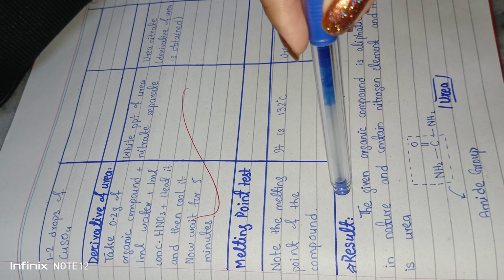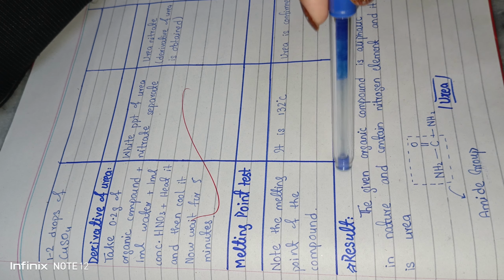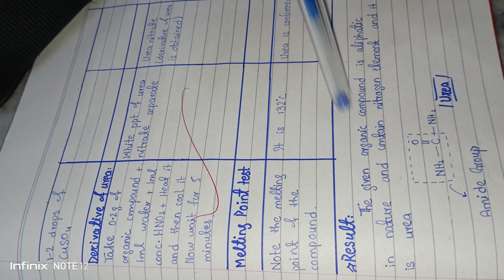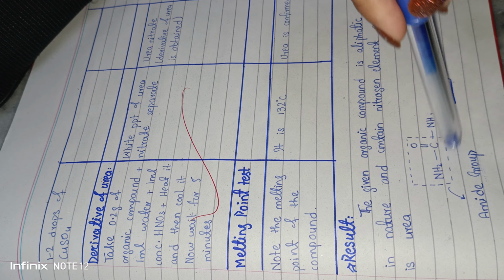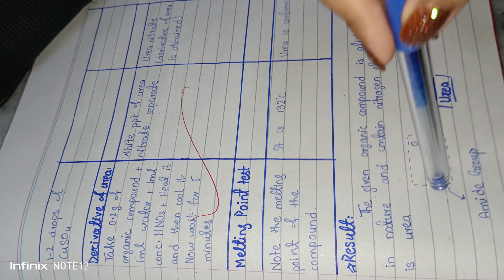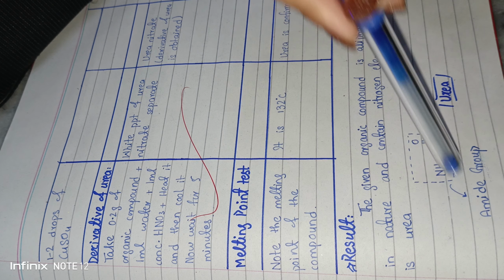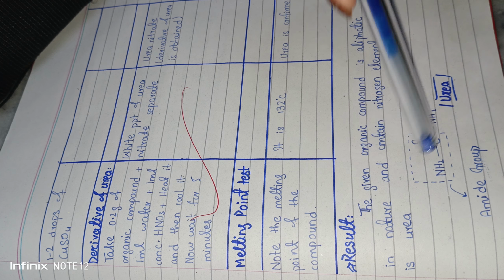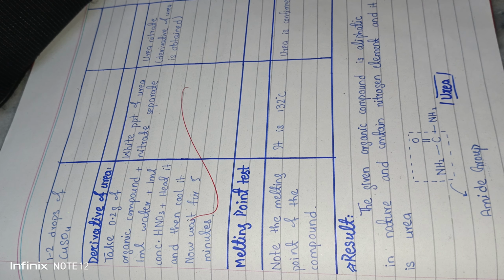At the last, you will give the result that the given compound is aliphatic in nature. You see it has no benzene ring in it. It also contains the nitrogen atom, and it also contains two amide groups in it. Therefore this compound is urea.